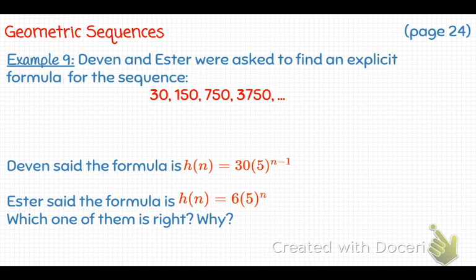Okay, number 9 says, Devin and Esther were asked to find an explicit formula for the sequence 30, 150, 750, and 3750. Devin says the formula is h of n equals 30 times 5 to the n minus 1 power. And Esther thinks it's 6 times 5 to the n power, okay? So I'm going to let you think for 30 seconds. Then I'll give you 30 seconds to discuss in your groups, and then I will ask for some answers.